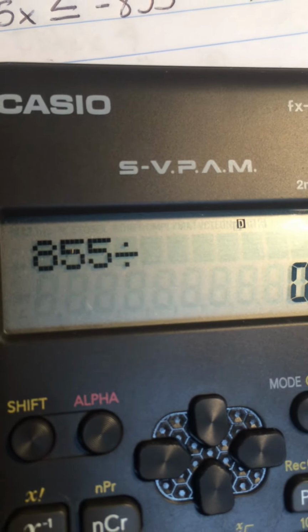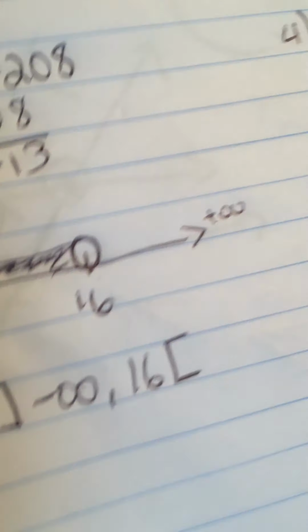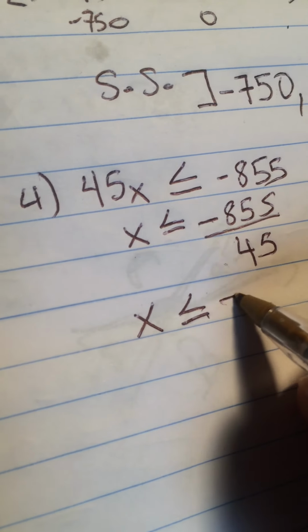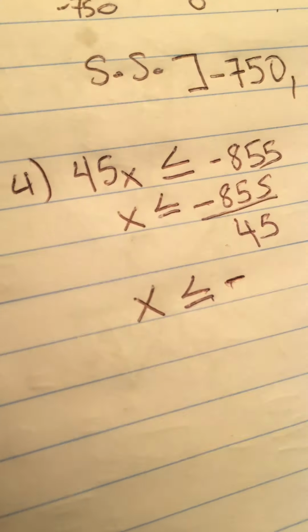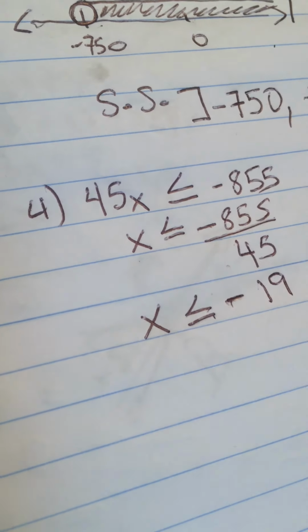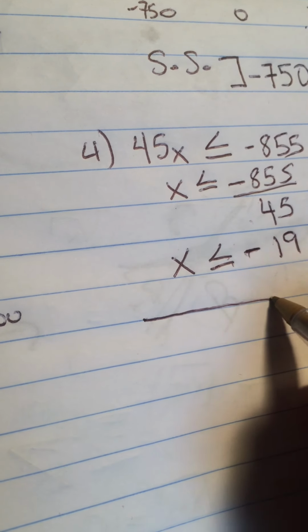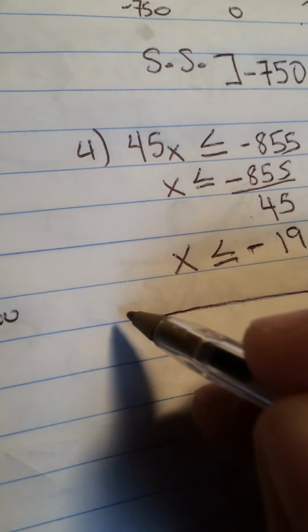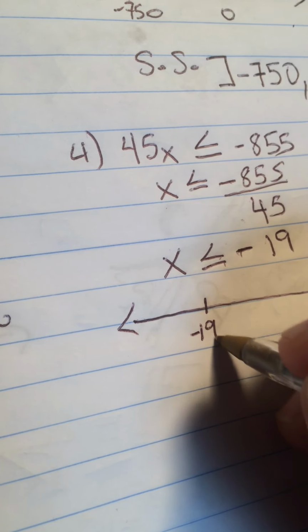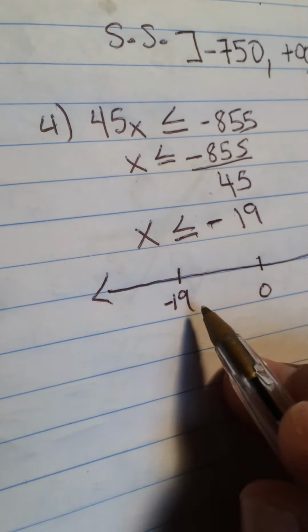855 divided by 45, 19. But remember that this one is one negative, one positive, so the answer is negative. So this one is going to be negative 19. Okay, so we bring it to our number line. We put negative 19 here. Let's put 0 here.